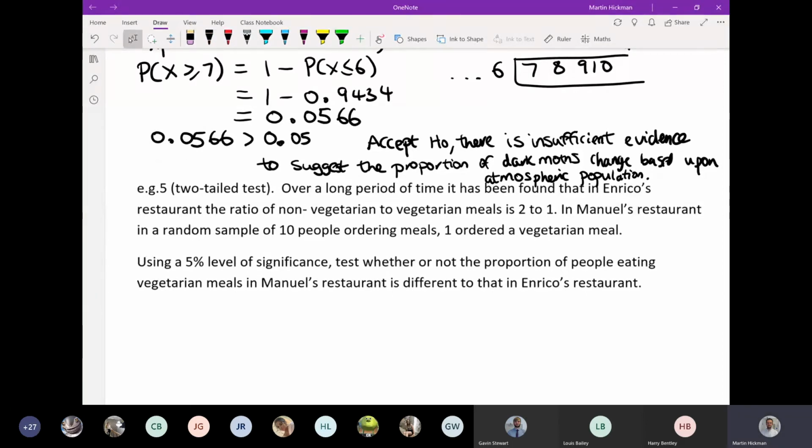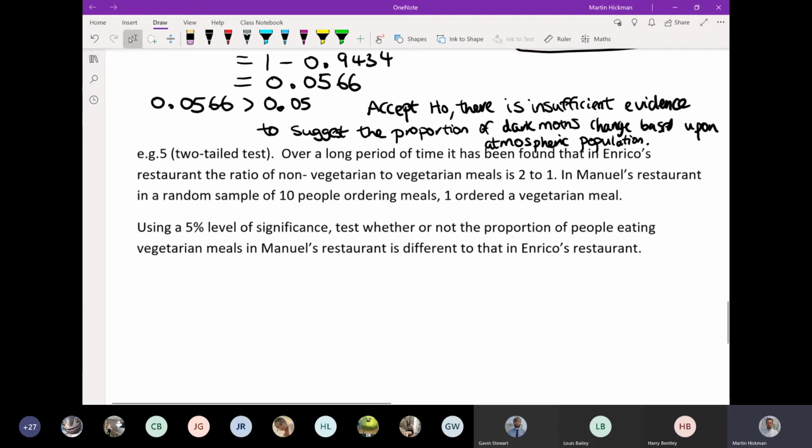Right, next one then. And our last one today is, over a long period of time, it's been found that in Enrico's restaurant, the ratio of non-vegetarian to vegetarian meals is 2:1. Okay, so 2/3 non-vegetarian to 1/3 vegetarian. In Manuel's restaurant, in a random sample of 10 people ordering meals, 1 ordered a vegetarian meal. Using a 5% level of significance, test whether or not the proportion of people eating vegetarian meals in Manuel's restaurant is different to that in Enrico's restaurant.